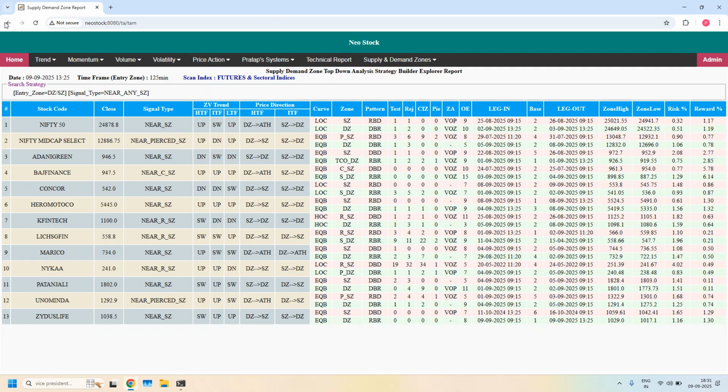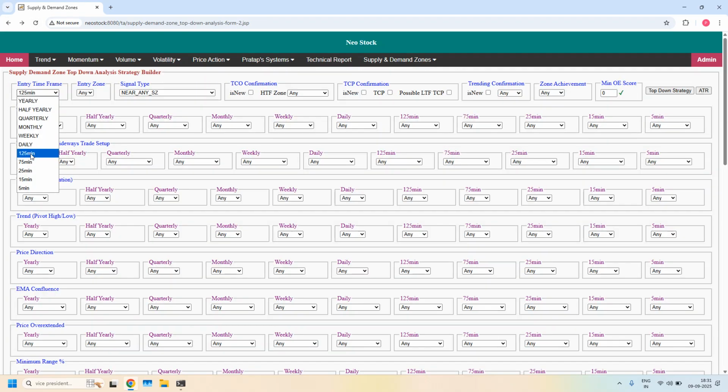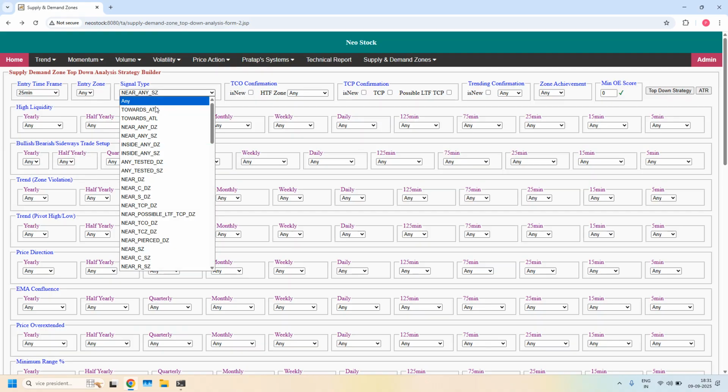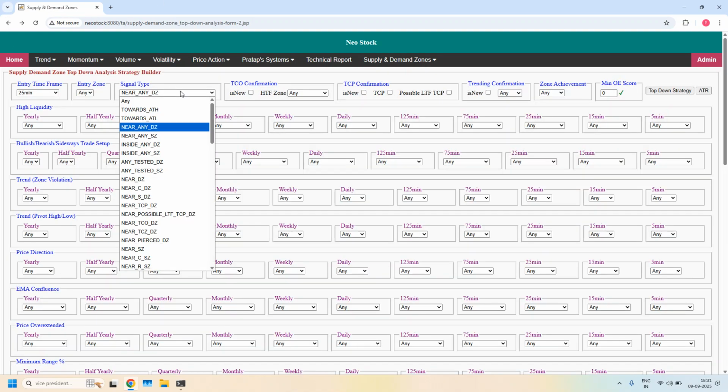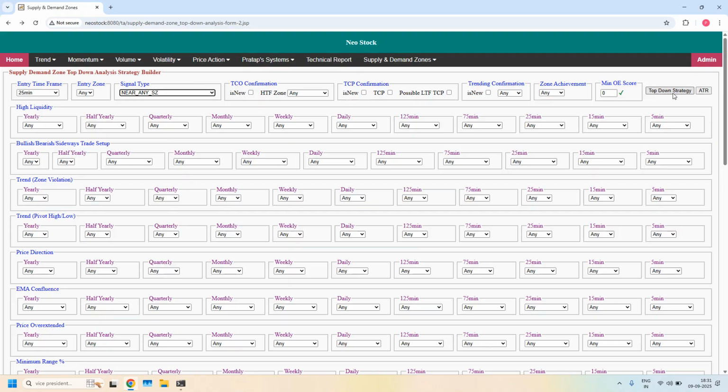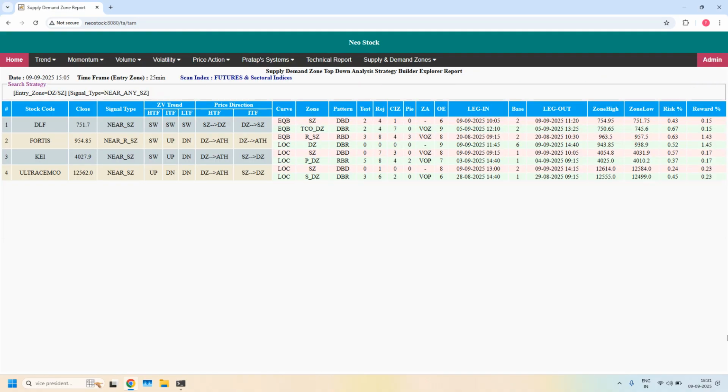Okay, next time frame 75 minutes already generated. So next time frame 25 minutes, stocks near 25 minutes demand zone, we got 5 stocks. Next, stocks near to the 25 minute supply zone, we got 4 stocks.